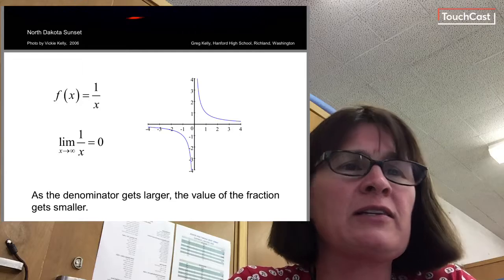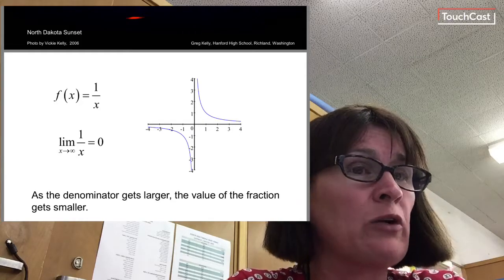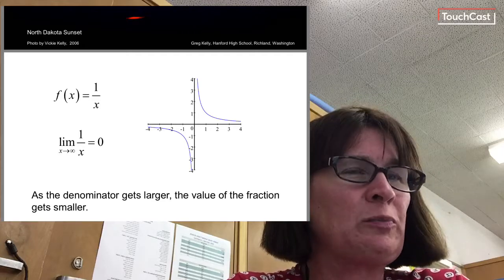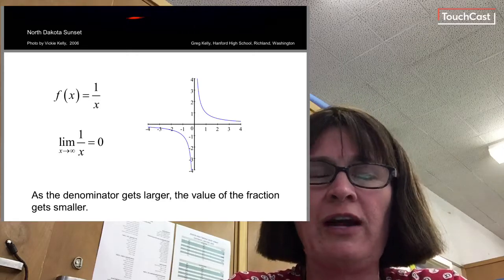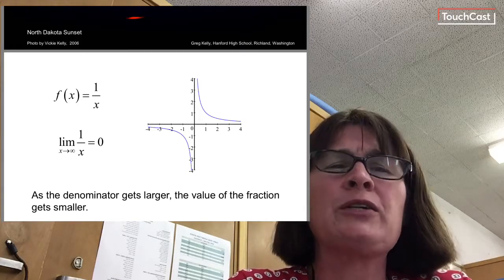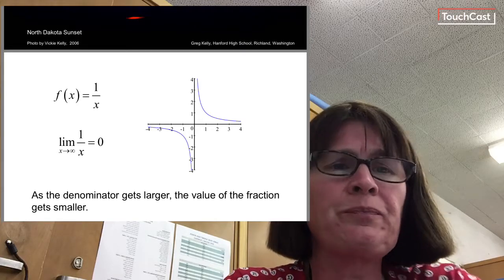So this is a graph of f of x is 1 over x. You probably have it already graphed in your functions booklet. You could practice plotting some points. You could use a grapher to graph it. You might just remember what this looks like. But we need to understand why this graph has this shape.